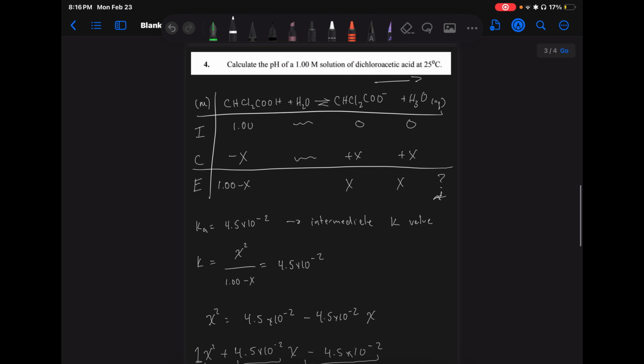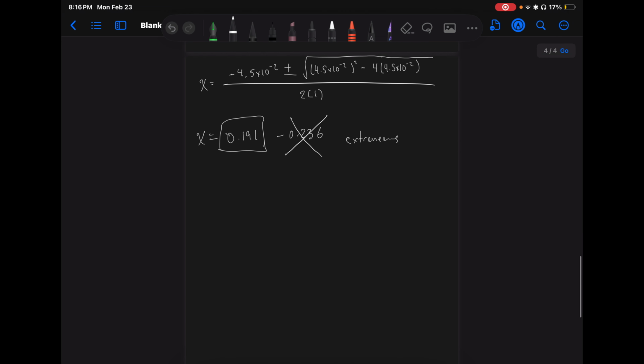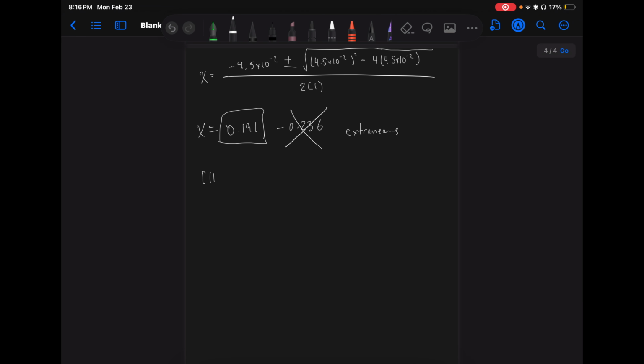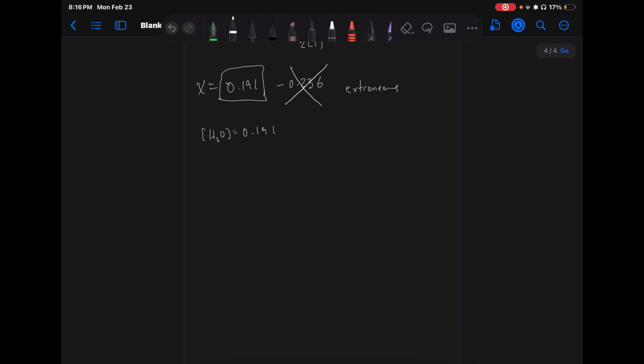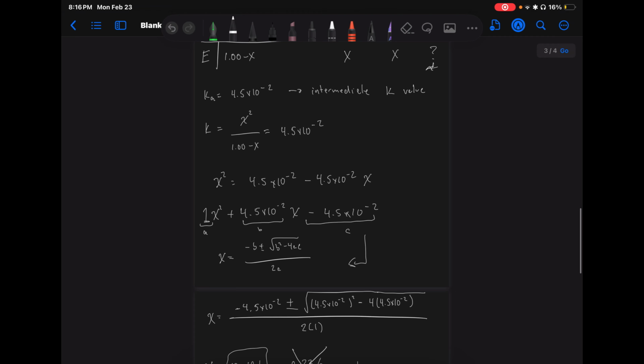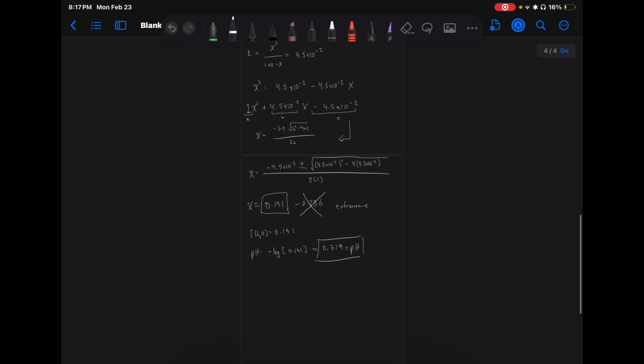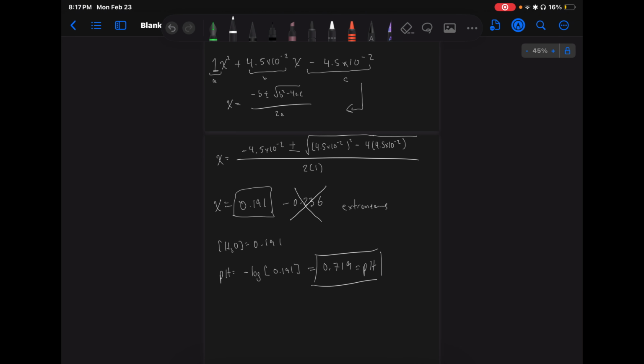So now if we look back up here, we know that the H3O concentration is just equal to x. So that means H3O equals 0.191. And we can find pH from this. pH is equal to negative log concentration of H3O, so negative log of 0.191, and that should be equal to 0.719. And this would be our answer. So yeah, really simple. Not really simple, but pretty straightforward, I would say. Just solving for x basically.